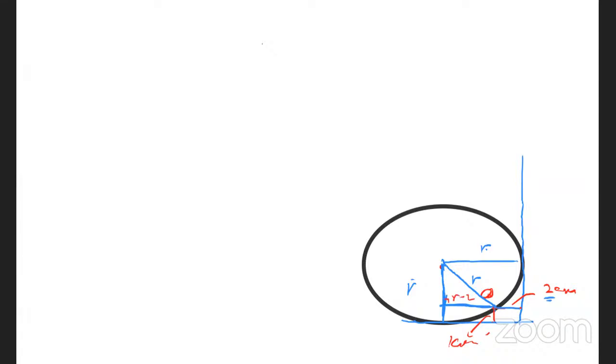R minus 2, because this is R. Can you see? This is also R. But this is 1. So here it must be R minus 1. This is very important. If you can draw this triangle out. Can you draw a triangle out?